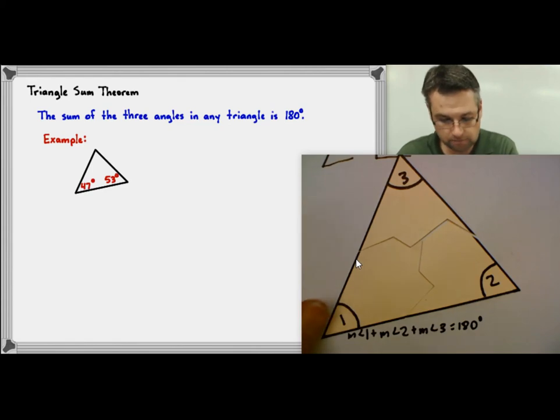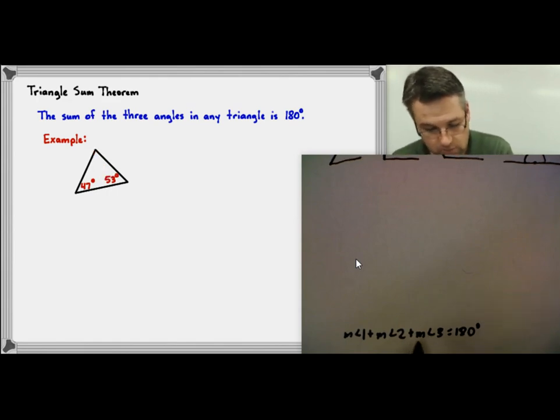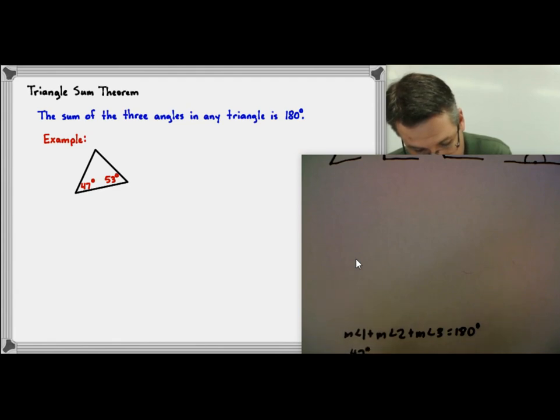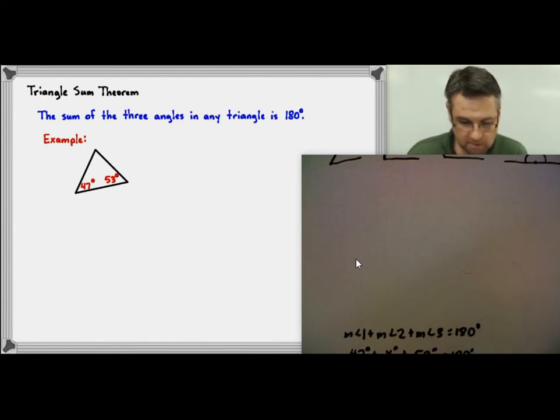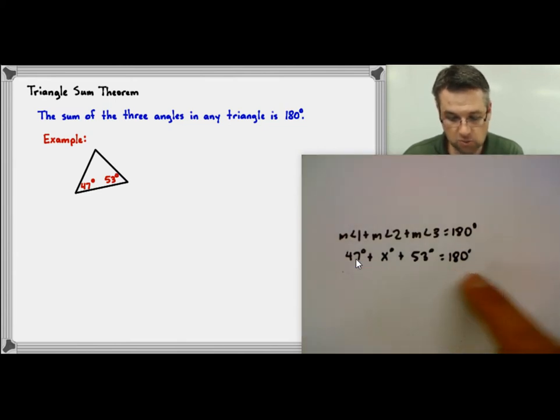Here's my triangle. My triangle says I've got two angle measurements, 47 and 53, and my goal is to figure out this other angle. Well, it doesn't really matter where I plug these angles in. I could call angle 1 47 degrees. I could call angle 2, the missing one, x degrees, and angle 3 we'll say is 53 degrees. And those should all add up to 180. So our job is to figure out what x is, so that those three things will add up to 180.